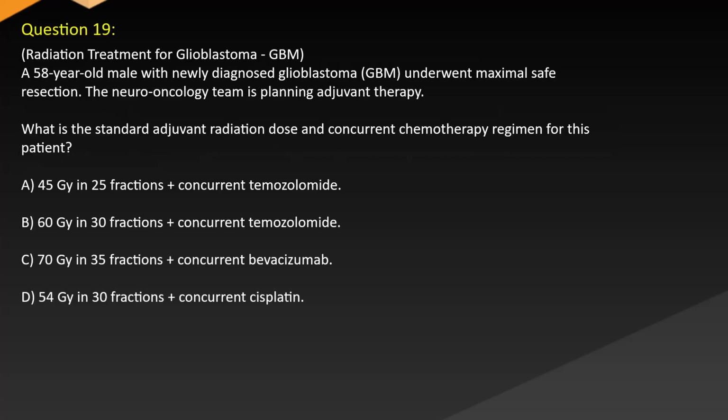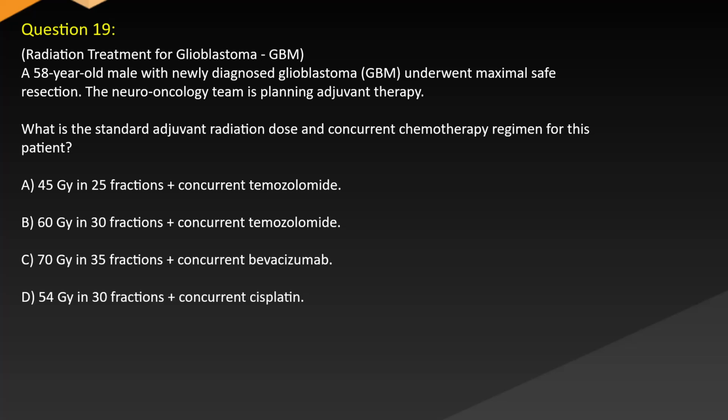Question 19. Radiation treatment for glioblastoma. A 58-year-old male with newly diagnosed glioblastoma (GBM) underwent maximal safe resection. The neuro-oncology team is planning adjuvant therapy. What is the standard adjuvant radiation dose and concurrent chemotherapy regimen for this patient?